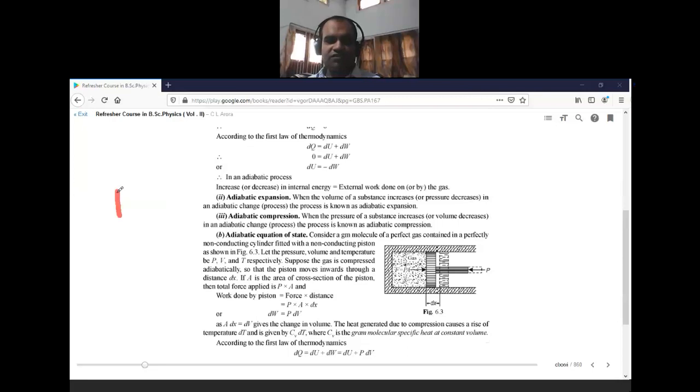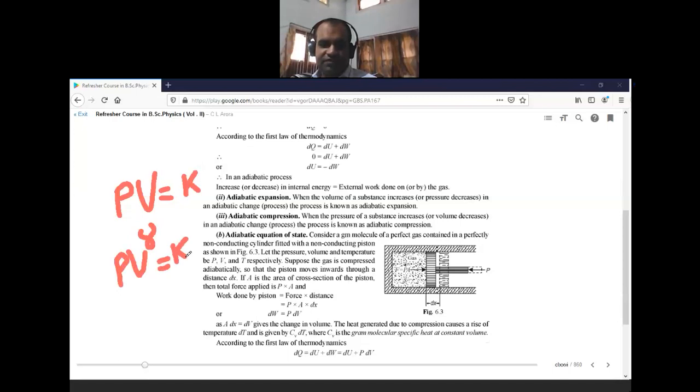Okay, so what is the equation of state, the ideal gas equation? It is PV equal to constant. This is the equation of an ideal gas. But in an adiabatic process, this equation is somewhat modified. It becomes PV to the power gamma equal to constant.